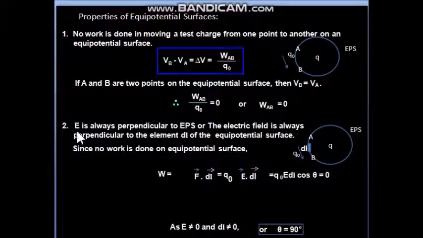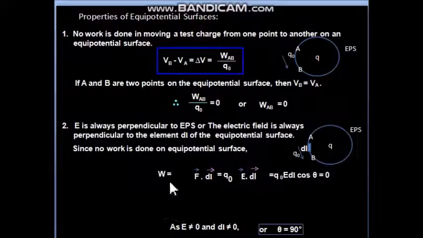Now let us move to the second property. Electric field is always perpendicular to EPS. We have to prove this. Again, we will take the help of the same situation. Suppose charge Q is the source charge, the sphere is the EPS around it, 2 points A and B are taken over the EPS, and one charge Q0 is to be shifted from A to B.